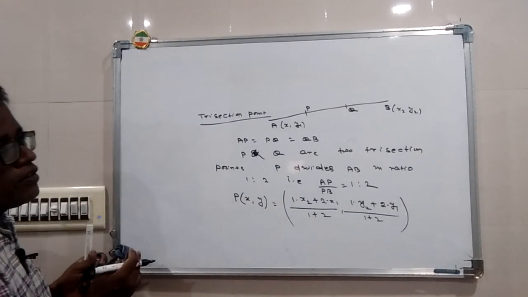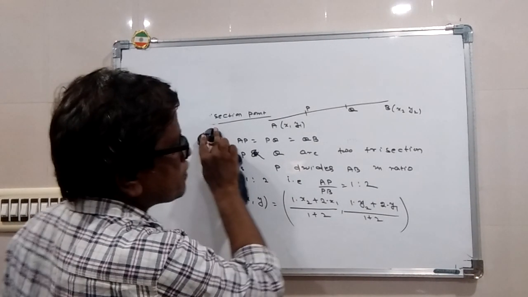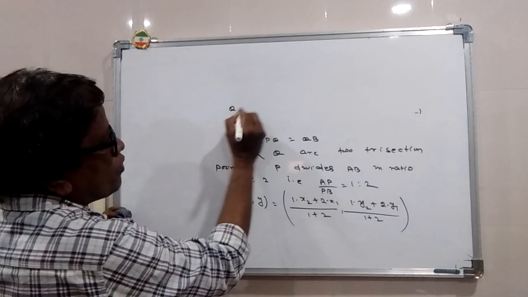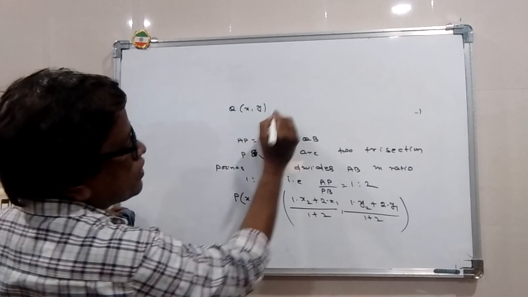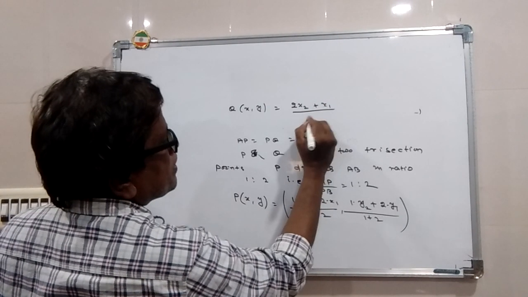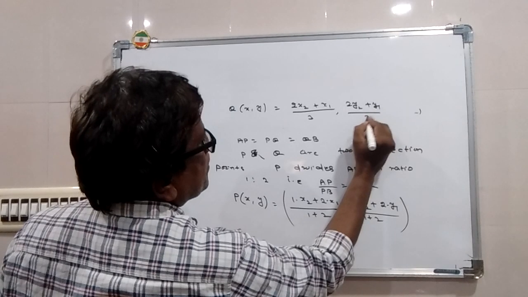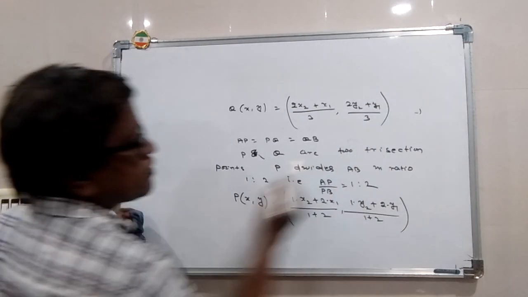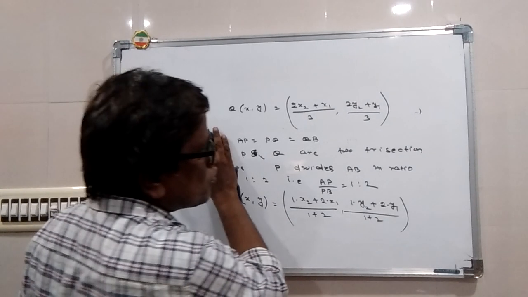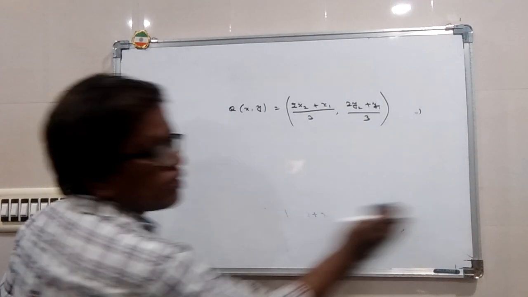Again, consider the second trisection point, point Q. Point Q(x, y) will be ((2x2 + x1)/3, (2y2 + y1)/3), meaning Q divides AB in the ratio 2:1. In the case of Q, you have to take m equal to 2 and n equal to 1.